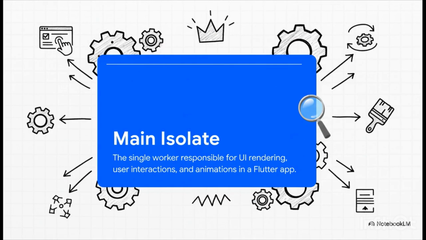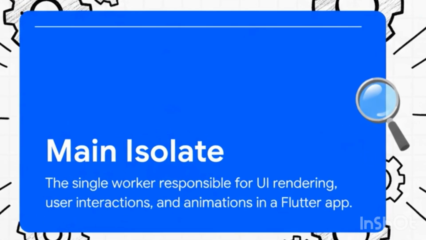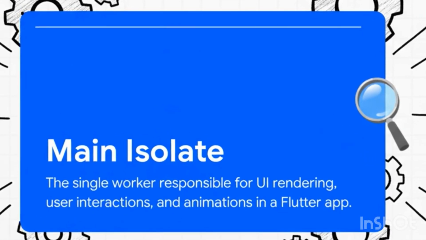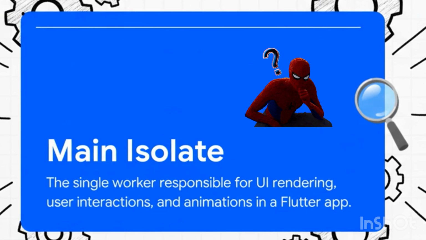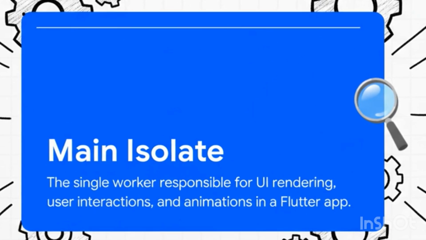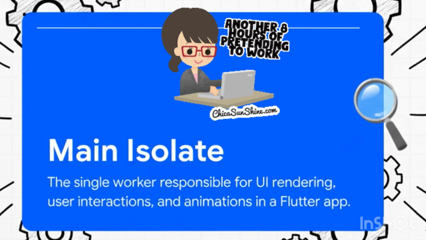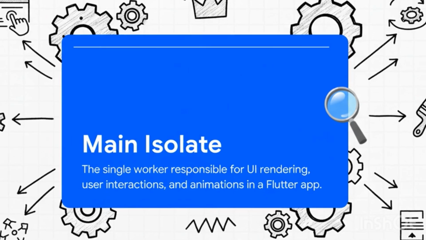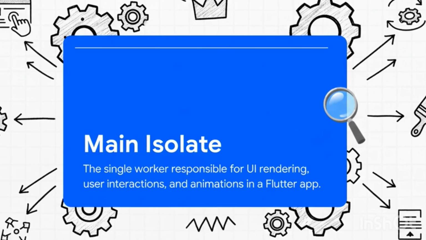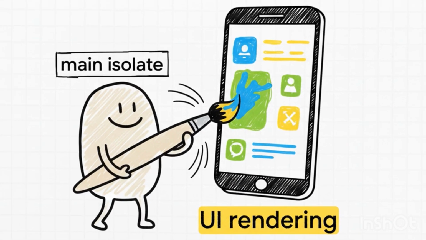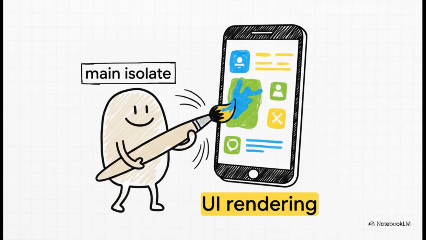So, meet the star of our show, and also kind of the source of our problem, the main isolate. I want you to think of it as this one single, incredibly hardworking employee for your entire app. It is responsible for drawing everything you see on the screen and handling every single tap and swipe. First up on its huge to-do list is UI rendering. It is constantly, and I mean constantly, working to paint every pixel of your app's interface. It's always chasing that buttery smooth 60 frames per second.